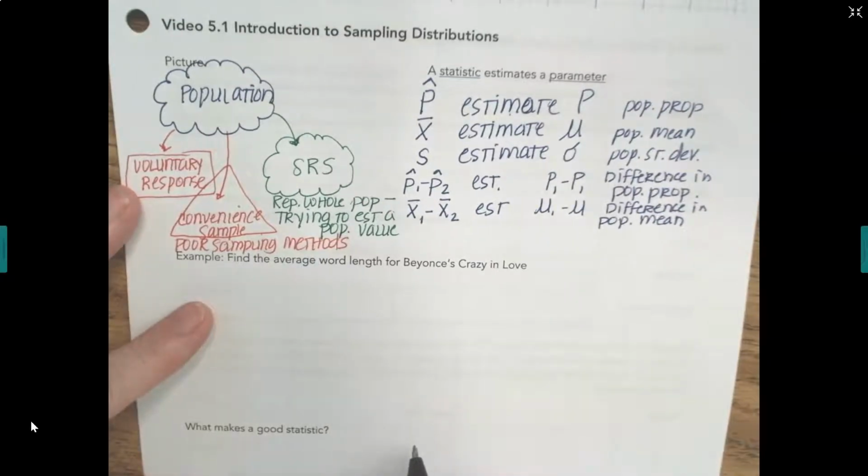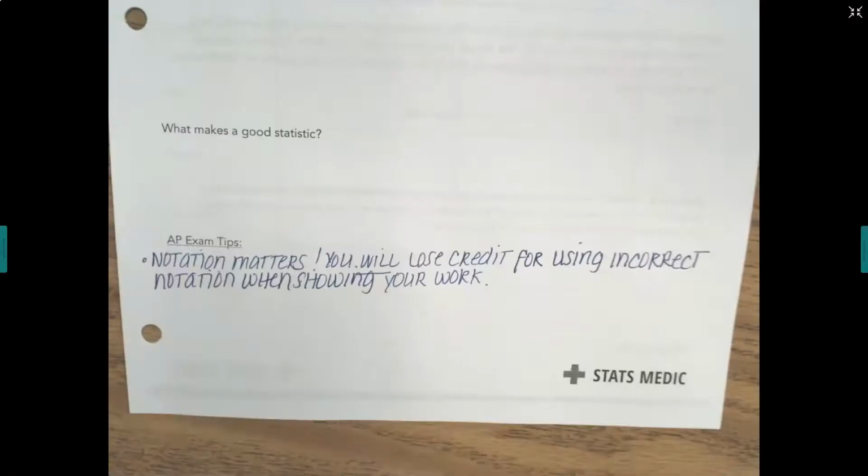It's really important that you use the proper notation, and that's our first AP tip today. Your notation matters. You will lose credit for using incorrect notation when showing your work. If you're talking about a sample mean, be sure to use x bar. If you're talking about a population mean, you have to use mu. If you use them incorrectly, you're going to lose points, and when we're trying to maximize our free-response points, we don't want to lose them on something like notation.